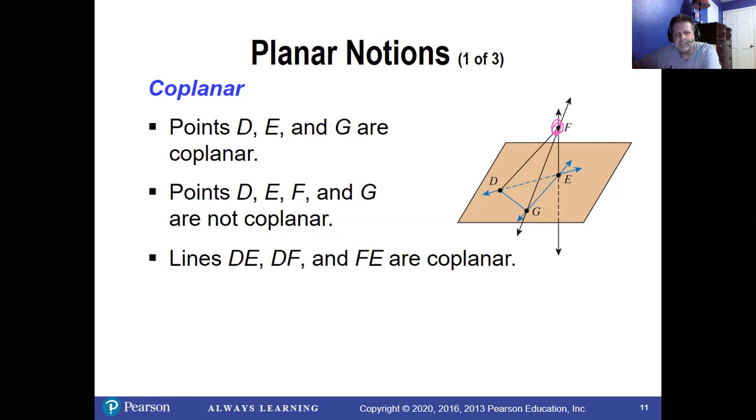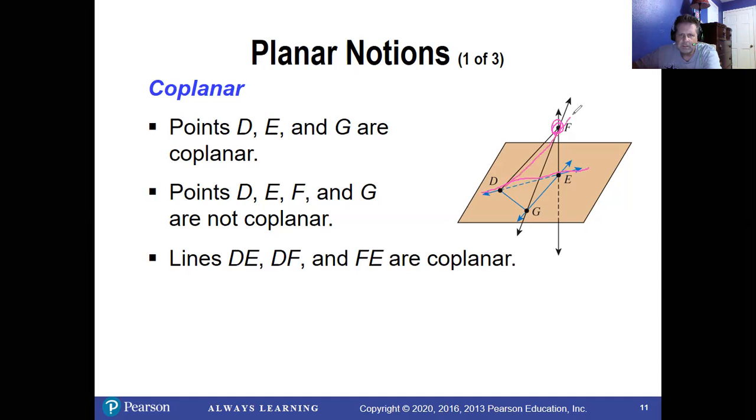Now, lines DE. Here is line DE. Here's DE. That's on the plane. DF.